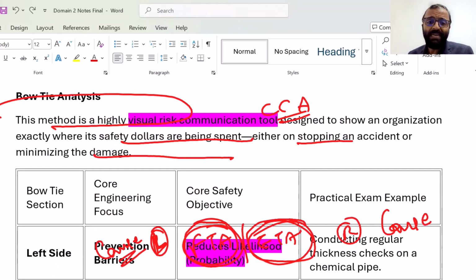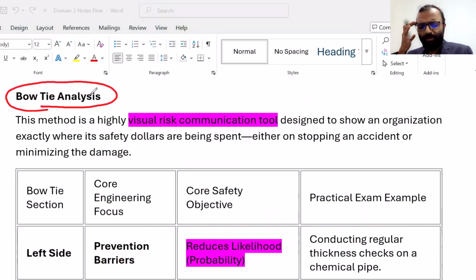Next one is your bow tie analysis. You hear this repeatedly, again and again, so that it will be registered in your mind. And also please read these notes. That is very important. Okay.